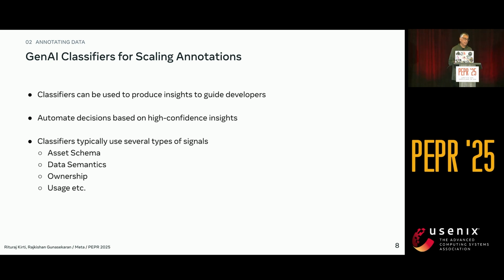Using GenAI classifiers allows us to scale out analyzing the context of data usage. We can use these classifiers to provide insights and suggestions. We can also turn some of these high confidence insights into automated decisions and code mods. And these classifiers can be trained to use various different types of signals that we'll look at.